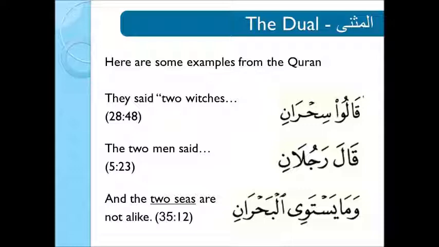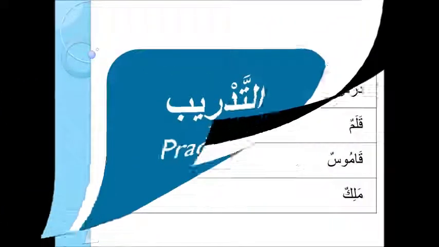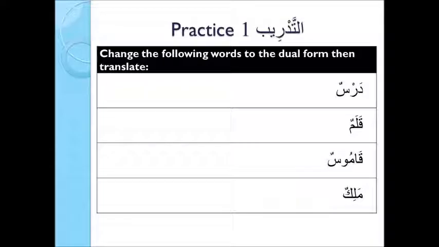Here are some examples from the Quran. قالوا سحران, they said 2 witches. قال رجلان, 2 men said. وما يستوي البحران, and the 2 seas are not alike. التدريب الأول. Change the following words to the dual form and then translate.